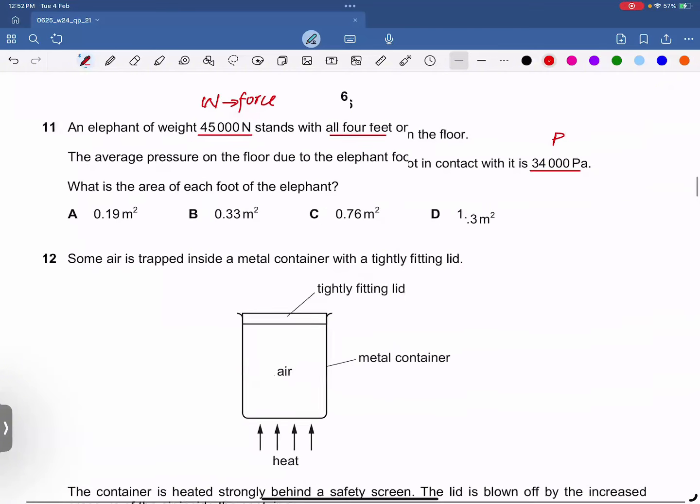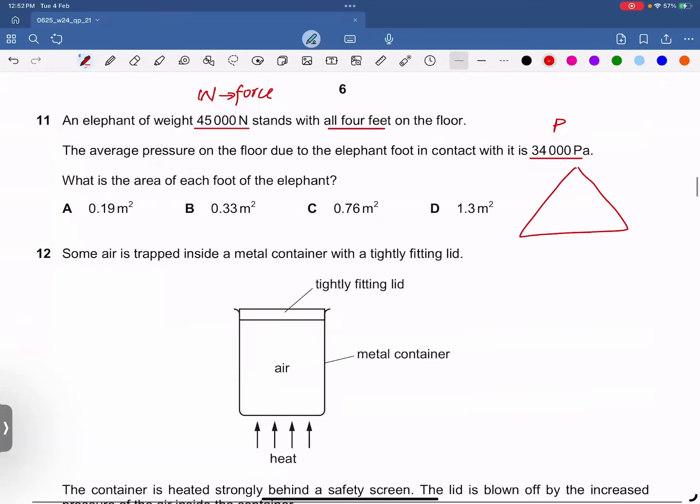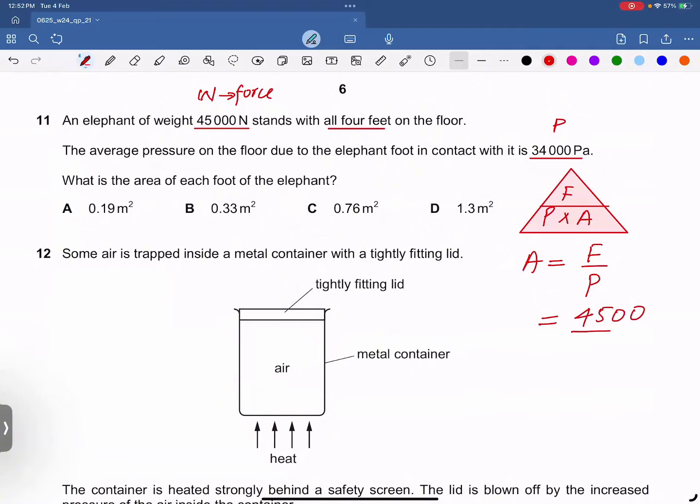What is the area of each foot? No problem. You know the pressure formula, which is force per unit area. So the area will be force over pressure. I'm substituting the total force first over total pressure, and let's calculate that. Then for 4 feet we will divide it.